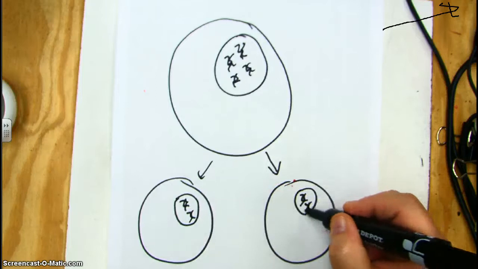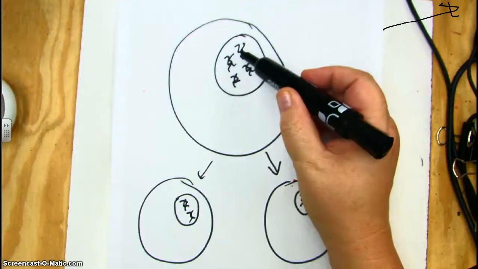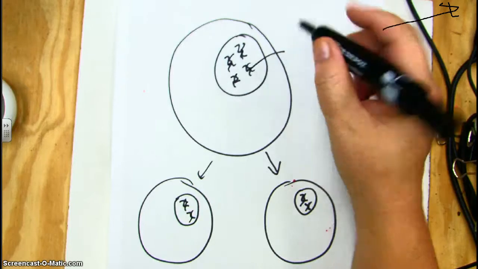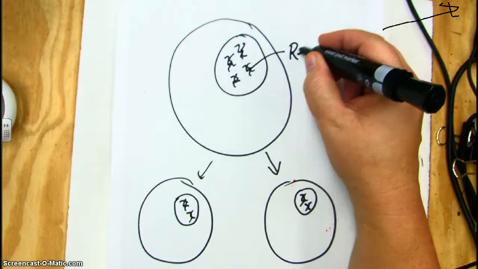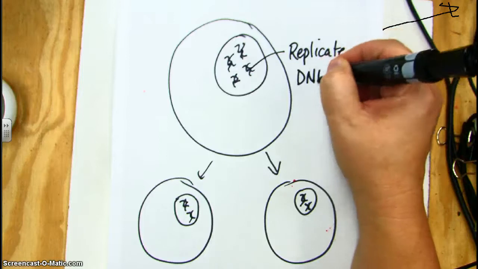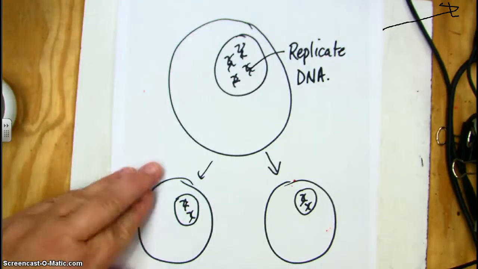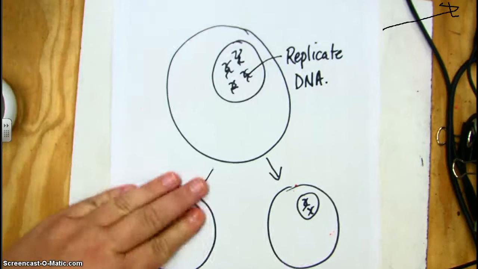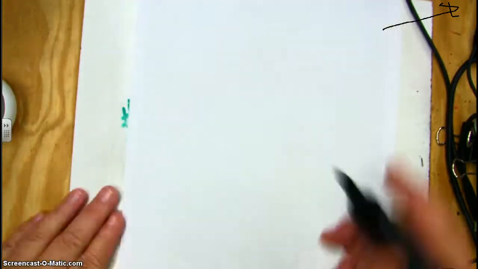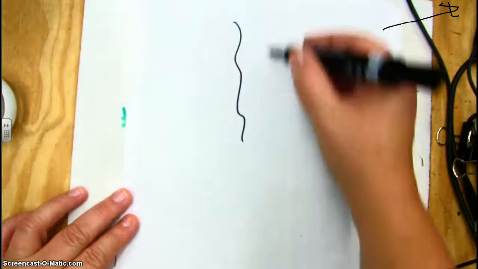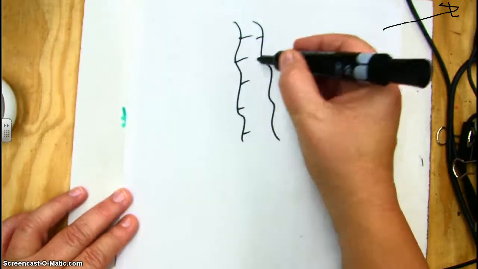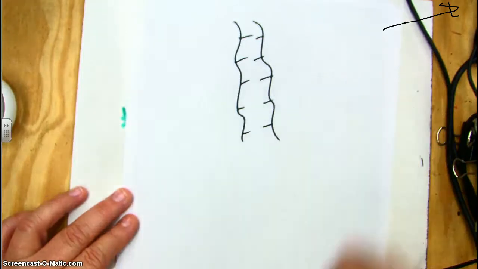Okay? So it has to make copies of itself. Okay? So in order to make copies of itself, it has to replicate its DNA. Okay? Now, DNA replication is actually quite simple. So let's say I have DNA. I'm just going to draw a short strand, but you guys got to remember, there's lots of DNA in your cells. Okay?